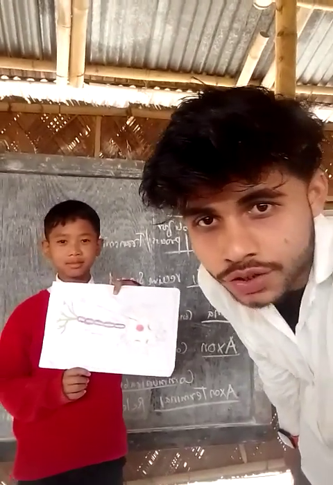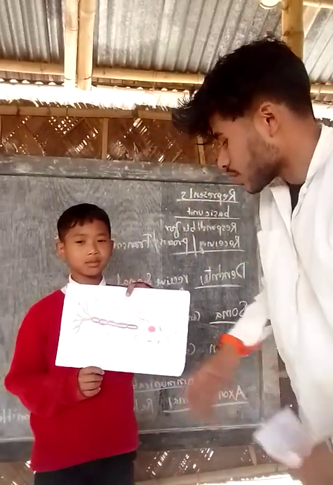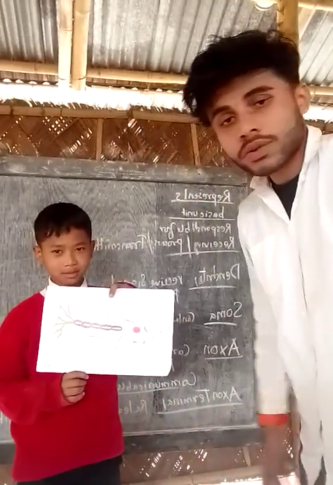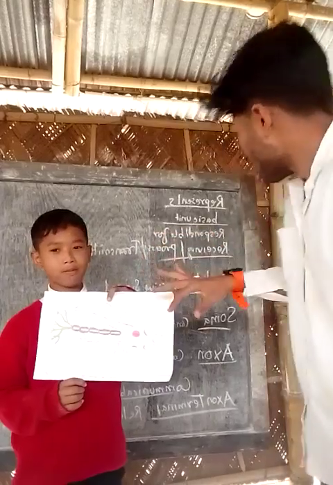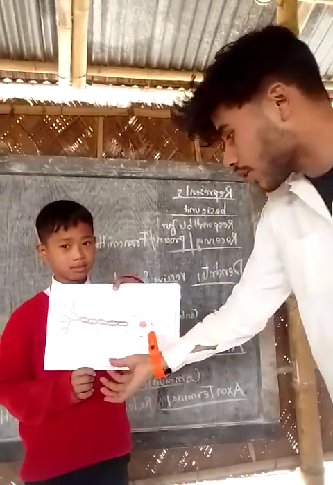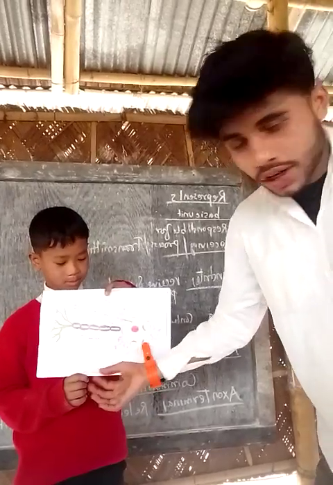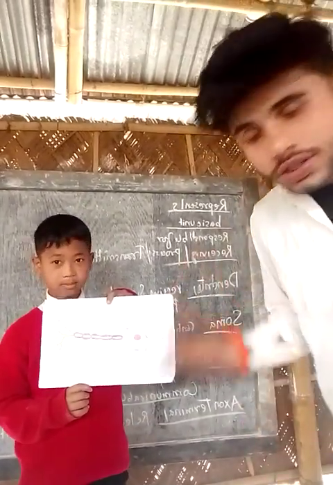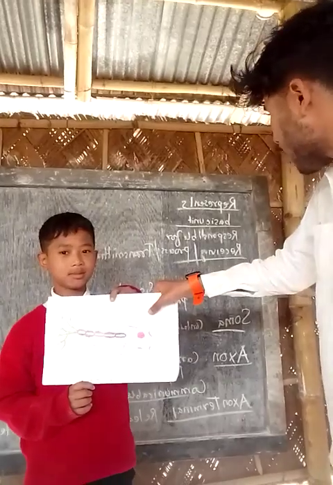Here I am in my classroom. So today we are going to discuss the parts of the neuron. This paper represents the parts of the neuron. We are going to discuss every part of the neuron. So let's start off with the first part.